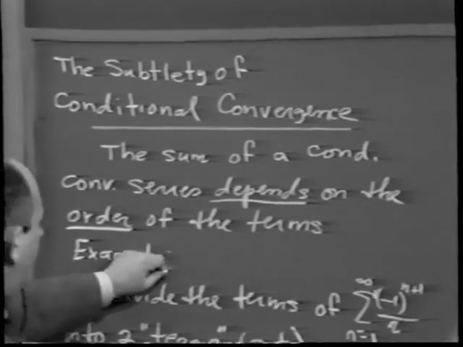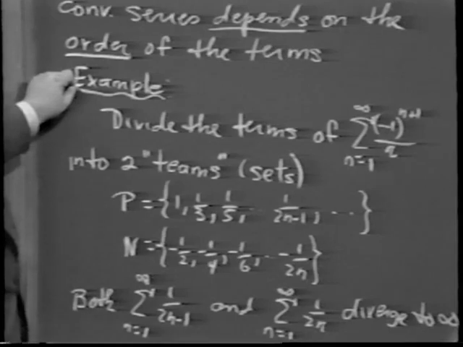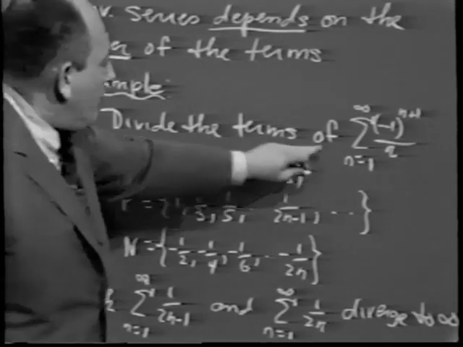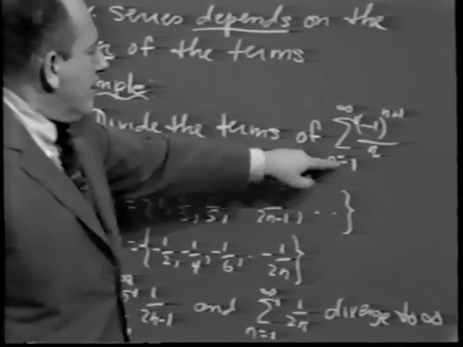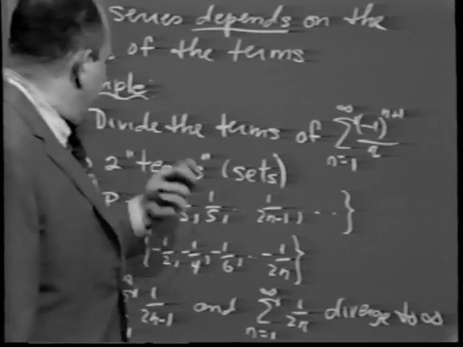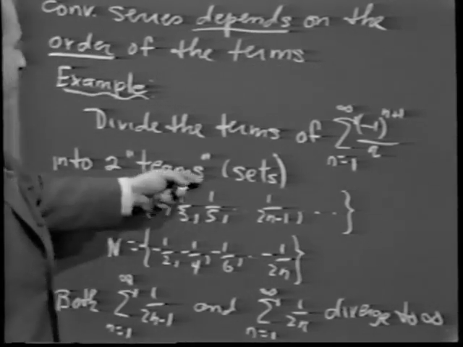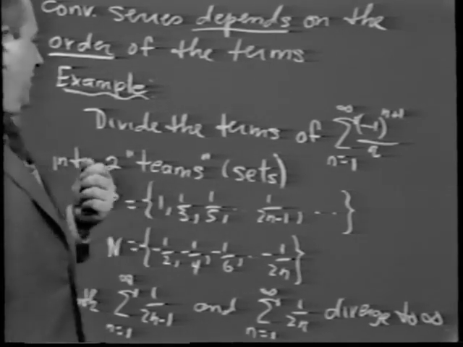And the best way to do this, I think, at this stage, a generalization is given in the supplementary notes. But the idea is, let me just do this in terms of the problem that we were dealing with. Let's take the terms of our conditionally convergent series, 1 minus a half plus a third, etc., and divide them into two teams. And if this expression bothers you, call the teams sets, and that makes it much more mathematical.